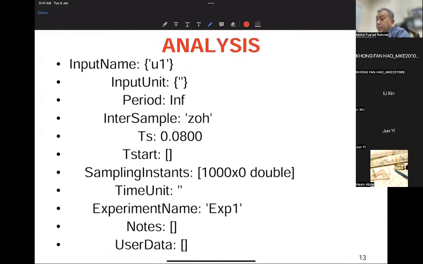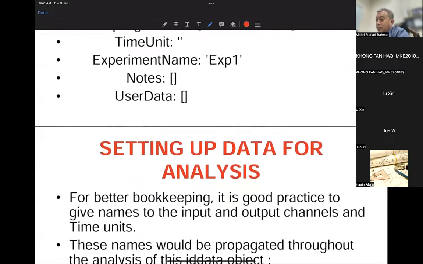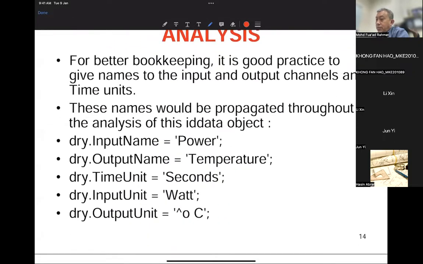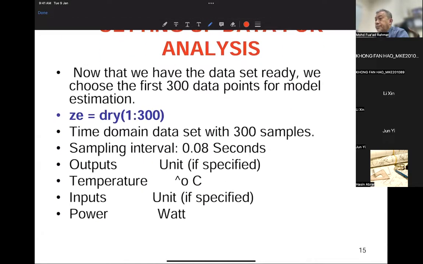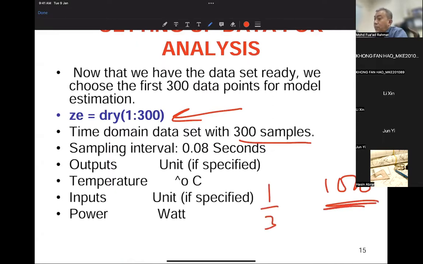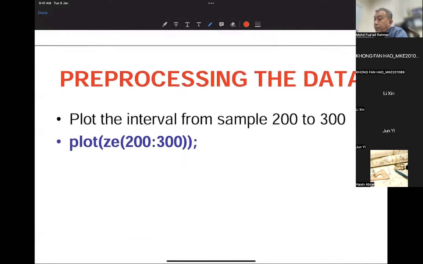Then we set up the data using the command shown here. We put the name of the data, the power and the temperature, the time unit in seconds, the input unit in watts, and the output unit in degrees Celsius. Then we display the data using this command from 1 to 300 samples. We have 1,000 samples, so we take about a third of the total samples to display, then plot.